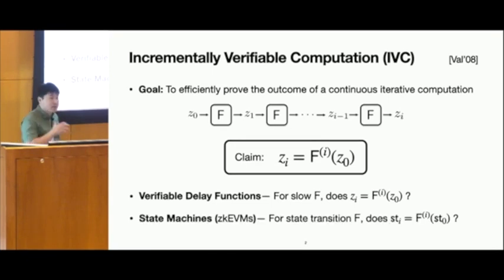IVC schemes can also be used to construct zk EVMs, or more broadly, state machines. So now, instead of these z elements being arbitrary elements, they could represent states of a program. You can imagine this as RAM. And f is now a state transition function. And so you can envision this as proving executions of a CPU on a certain state of RAM.